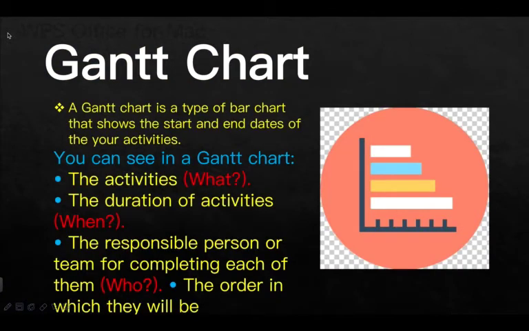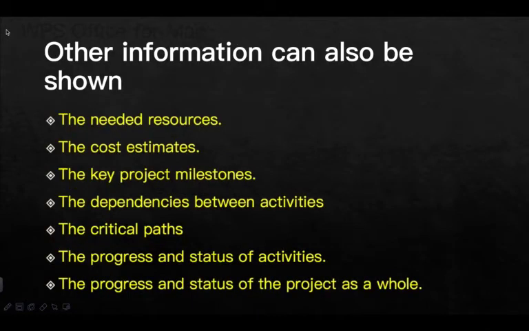A Gantt chart is a type of bar chart that shows the start and end dates of the activities. You can see in the Gantt chart the activities, the duration of activities, the responsible person or team for completing each of them, and the order in which they will be done. Other information can also be shown: the needed resources, the cost estimates, the key project milestones, the dependencies between activities, the critical paths, the progress and status of activities, and the progress and status of the project as a whole.